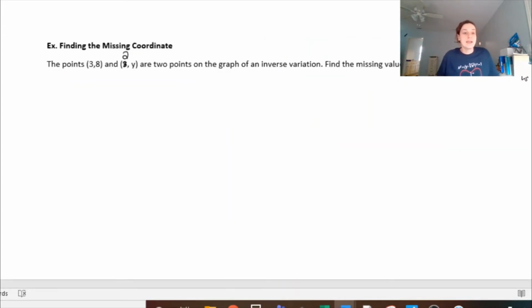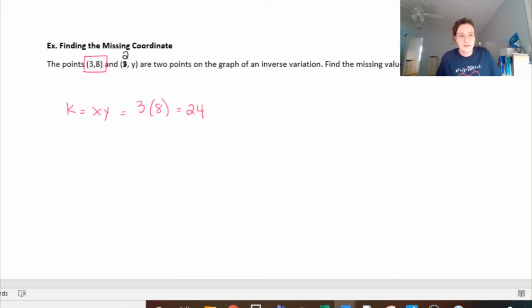Okay. In this next problem, we're going to be finding the missing coordinates. So the points (3, 8) and (2, y) are 2 points on the graph of an inverse variation. We need to find that missing value. So to start here, treat each of these points separately. The first point, I have (3, 8), right? I have an x value and I have a y value. If it is an inverse variation, I know that k is equal to x times y. X here is 3 times your y value of 8, which is going to leave you with 24. So the k value for my first point, (3, 8), is going to be 24.